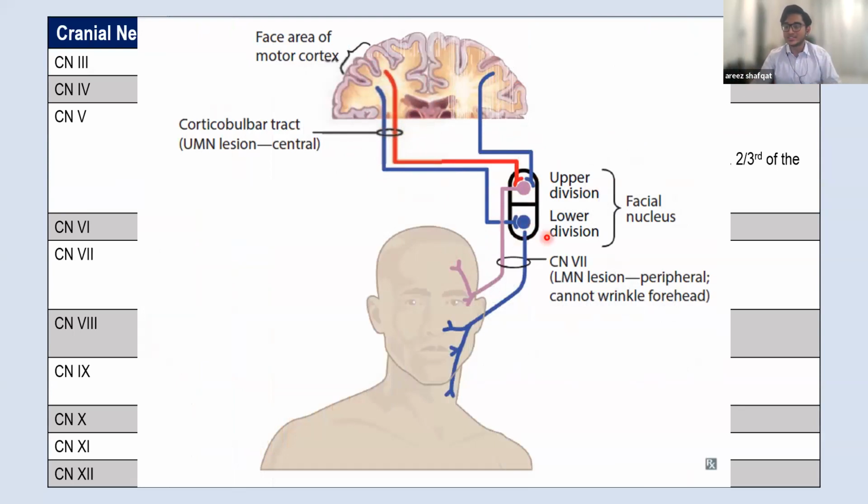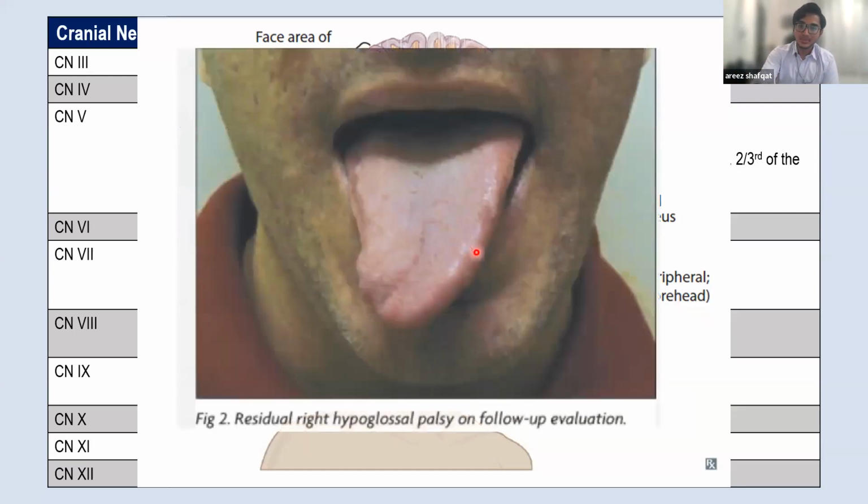But the innervation to the lower division will be lost. And the guy will have loss of nasolabial fold, all right? And when he smiles, he can't smile on the affected side. Now, if these findings are there with sparing of the forehead, the lesion is a contralateral upper motor neuron lesion. If the whole face is affected, it's ipsilateral facial nerve palsy. What's this? This is a hypoglossal nerve palsy.